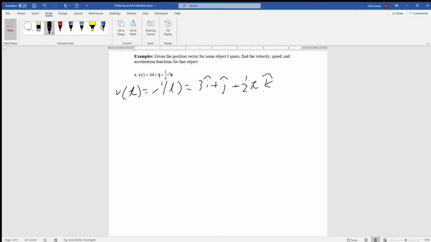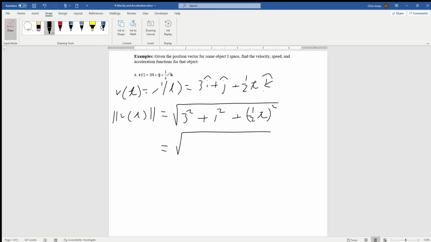The magnitude of the velocity, which is our speed function, is going to be equal to the square root of 3 squared plus 1 squared plus (1/2 t) squared, or in other words, that's going to be the square root of 10 plus 1/4 t squared. Right?